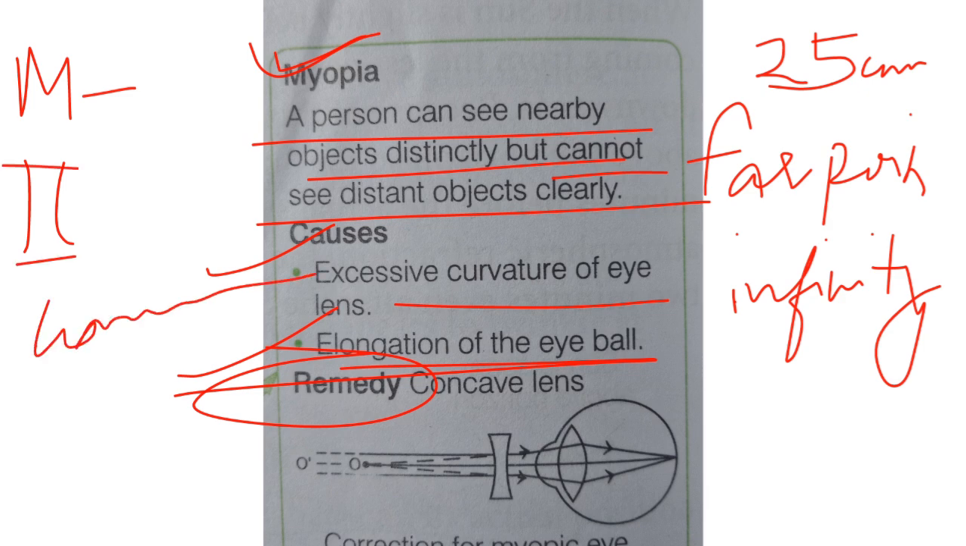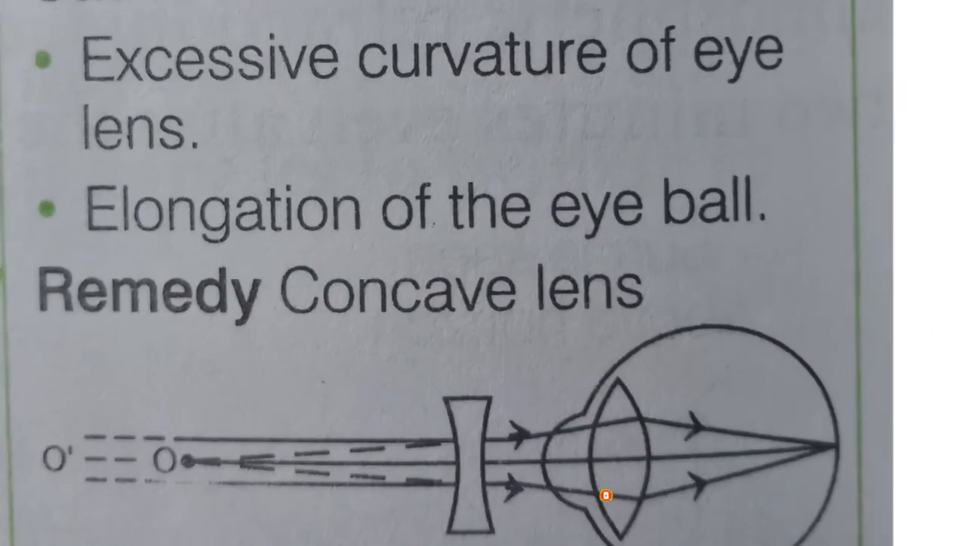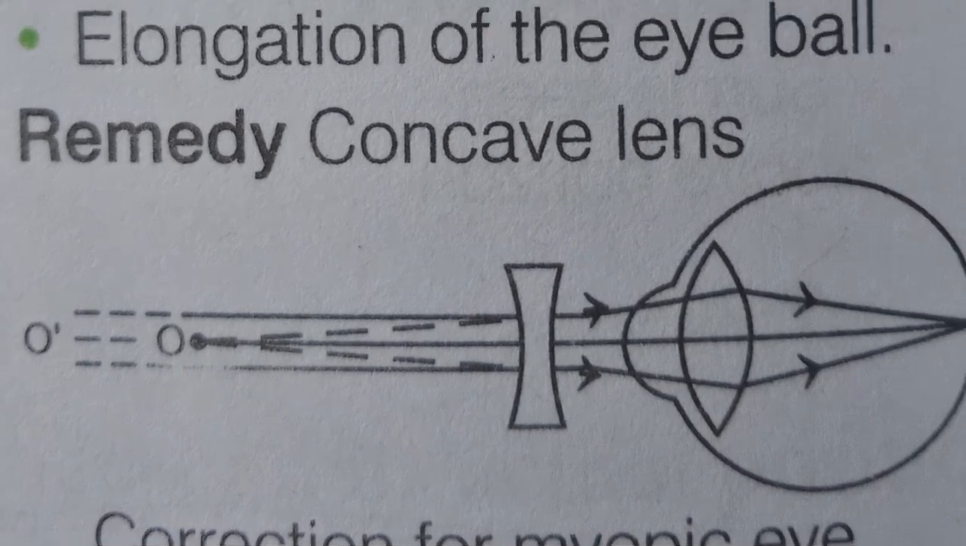And what is the nature of the concave lens? It is to diverge the rays, okay? Now what exactly happens in a myopic eye? Let me first draw the picture, just a second. See, what happens in myopic eyes? Suppose this is your eye.